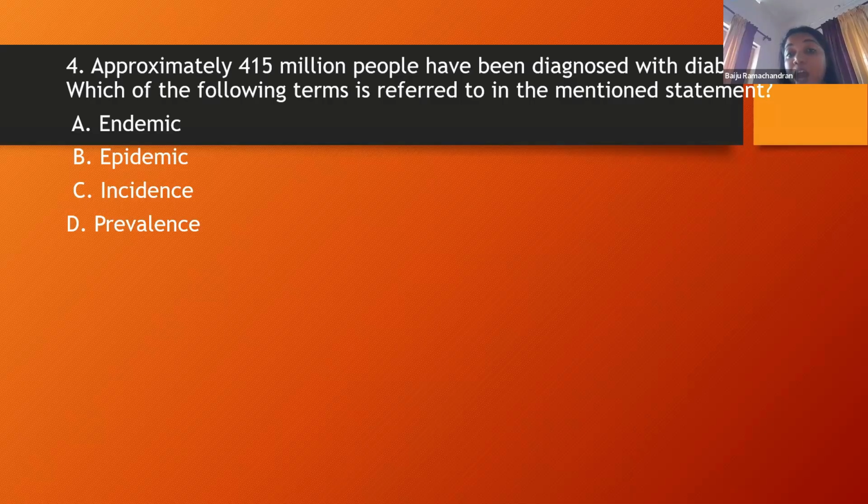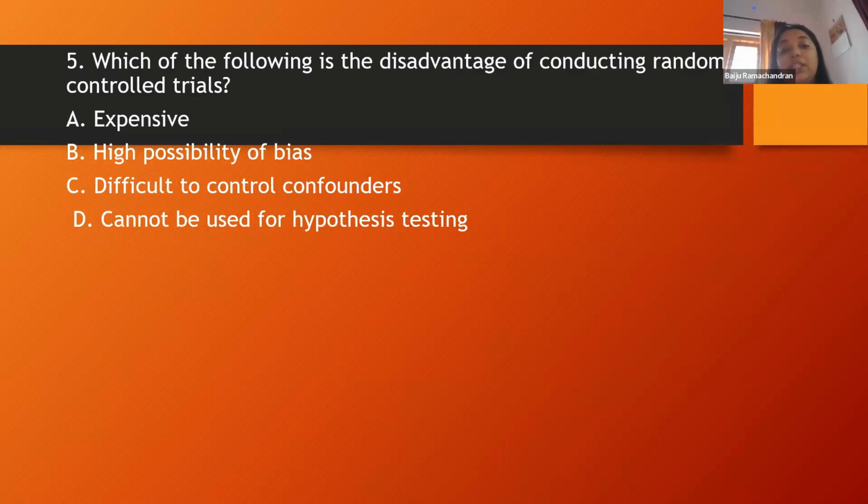There was a sudden outbreak of that particular disease. So epidemic means sudden increase and endemic means that is happening in a particular area because of its particular conditions. Okay. Here the question is 415 million people have been diagnosed with diabetes. So here they're just asking the total number of cases. So when they're asking the total number of cases, what will be the answer? It will be prevalence.